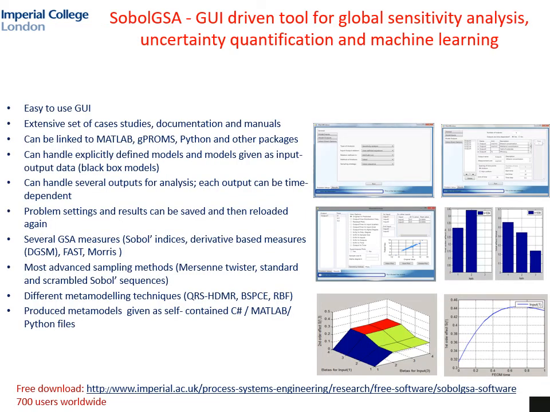To obtain these results, we used Sobol GSA tool, which is a GUI-driven tool for global sensitivity analysis, uncertainty quantification, and machine learning, which can be downloaded using this link.